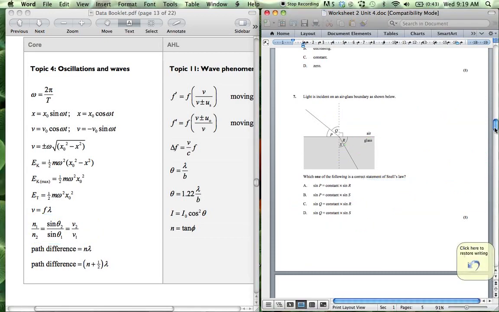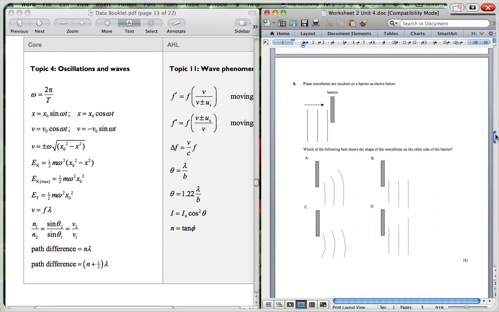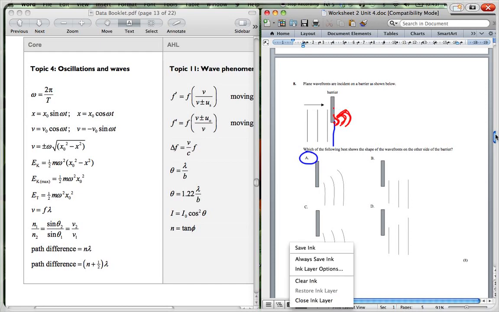Fine, going on to 8. 8 is pretty straightforward. It's going to be A. When you get this wave over here, by what we call Huygens' principle, each point of the wave is a source of new waves. So this point over here, and because it's got no points over here on the other side producing waves, these waves over here on the side are not cancelled out. So you actually get the idea of diffraction, the bending of waves around a barrier.